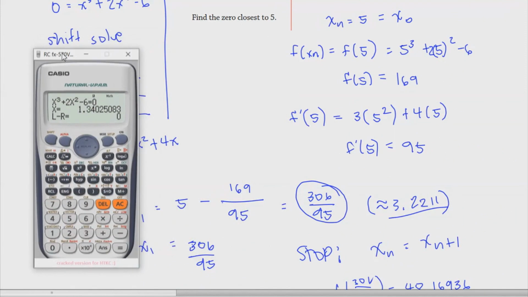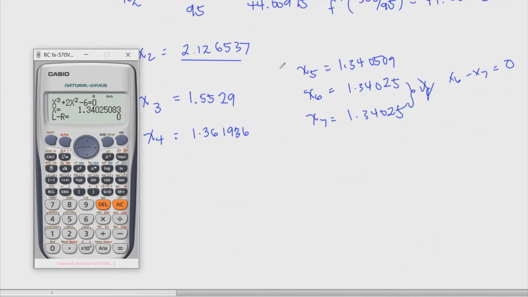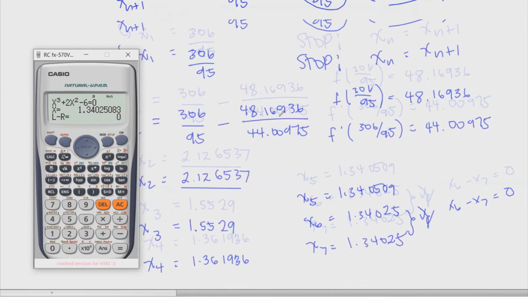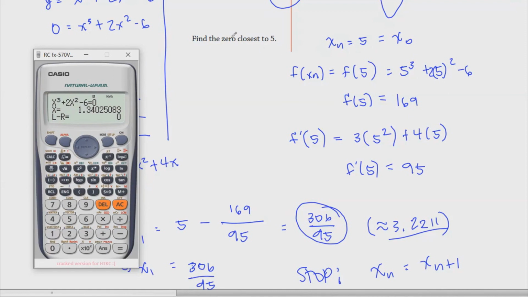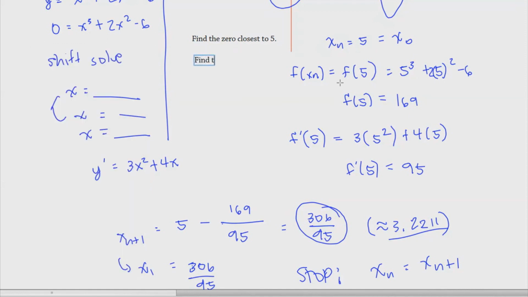Okay, and that's it for the easiest. That's a very easy problem when you have a calculator. Find the 0 closest to 5. Now, what if the question is find the approximate value of 0?